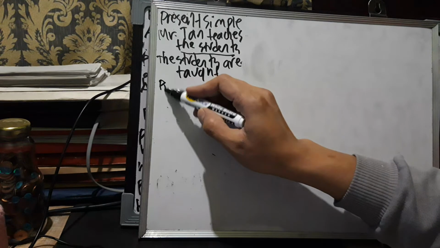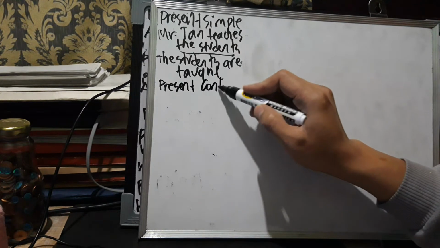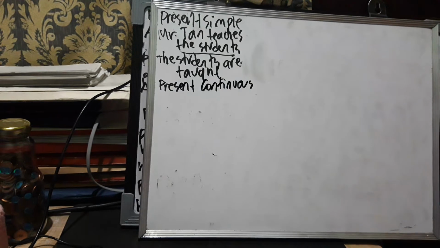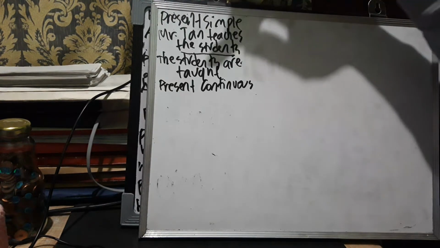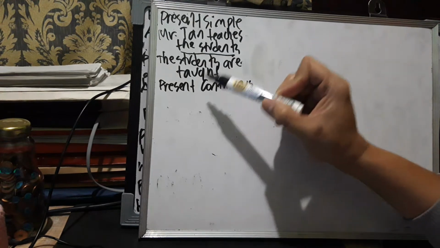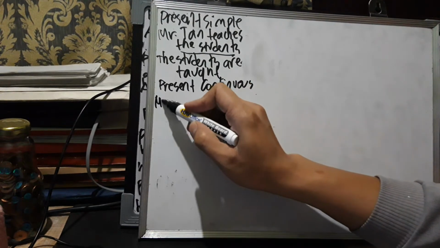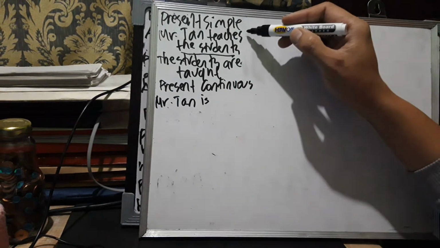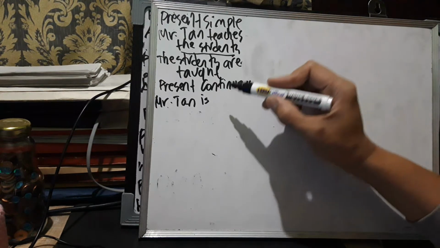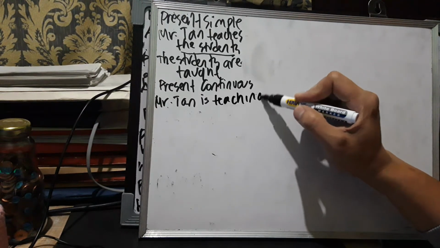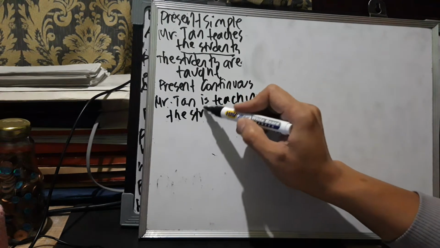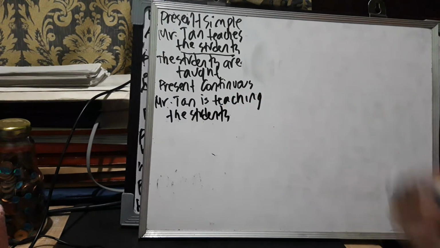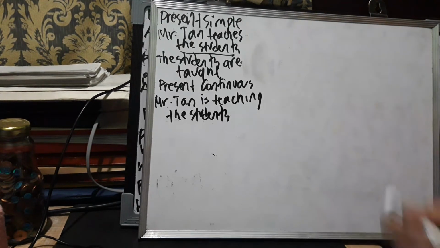Okay, now let's have the present continuous. So again, what is the pattern for present continuous active? We can use your subject plus am, is, are plus the ing, or the present participle form of the verb. And look at this. Let's try to change this present simple into its present continuous. You can say Mr. Tan, is it am, is, are? Then we use is. Then we change this main verb into its present participle. You can say Mr. Tan is teaching the students. So from present simple active, we change into present continuous active.